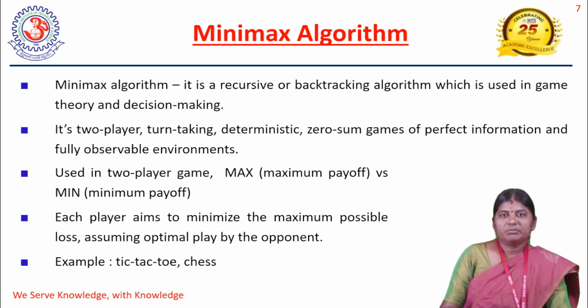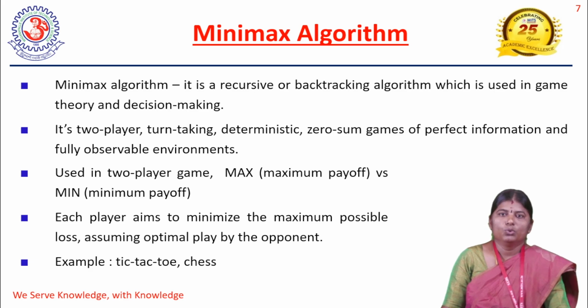Then zero-sum games of perfect information. In the case of the Minimax algorithm, if one player wins, obviously the other player loses. The net payoff of the game is zero. That's why it's a zero-sum game with full information. Every piece of information is known at all states, and the agent can access all states at all times. So that is a fully observable environment.